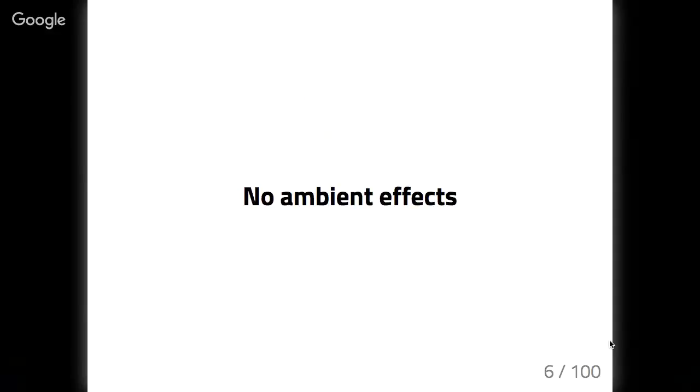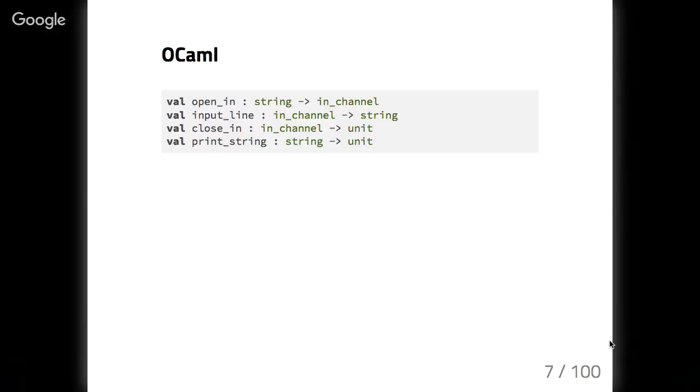In a purely functional setting, you have to forget about the idea that you can have effects anywhere. An example of an impure functional language is OCaml, where you'd see functions like open_in, string to in_channel, and input_line. These are just function signatures. There's no difference between these and something like print_string, string to unit. You could write a const function that takes a string and always returns unit, but this type signature would be identical, and there's no distinguishing the two.